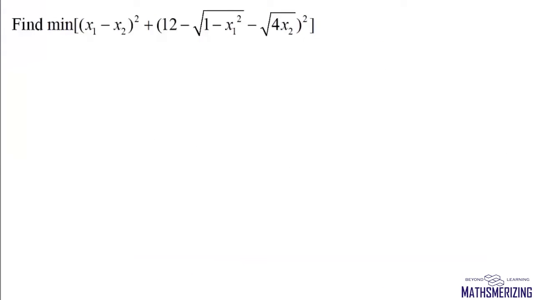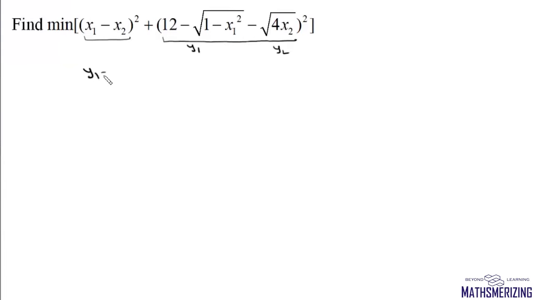Now here the question is, find the minimum value of (x1 minus x2) square plus (12 minus under root of 1 minus x1 square minus under root 4x2) whole square. Now if we look at this formula closely enough, it looks like distance formula, which is (x1 minus x2) square plus (y1 minus y2) square.